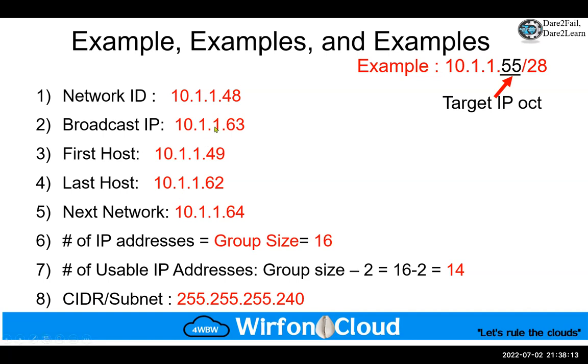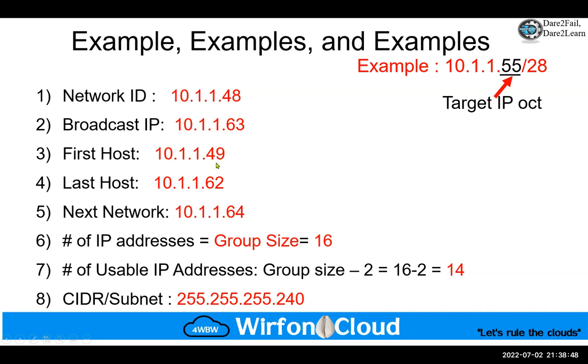So from here, we could solve the other attributes. So we have the broadcast IP. What do we say our broadcast IP is? That is the next network minus 1. So that is the last IP in the subnet, or it is the next network minus 1. So we have 64 minus 1. That gives us 63. So that is our broadcast IP. And remember, the network and the broadcast IP, you do not put those on your router.